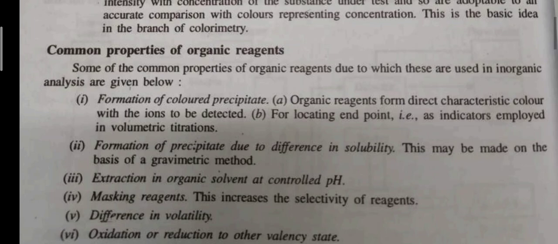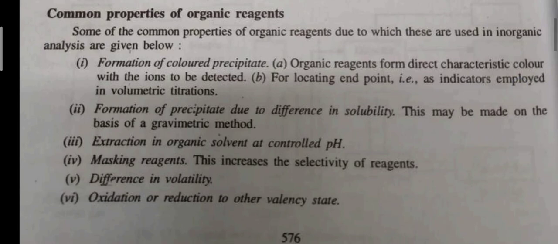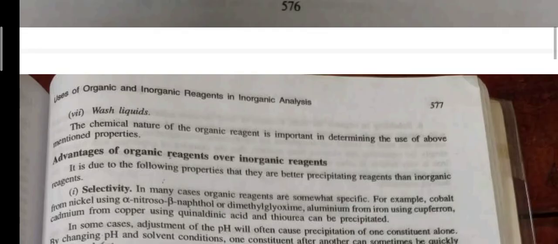Formation of precipitate due to difference in solubility. This may be made on the basis of the galvanic method. Extraction in organic solvent at controlled pH. Mixing reagents, thus increasing the selectivity of the reagent. Difference in volatility, oxidation and reduction to other valence states. The chemical nature of the organic reagent is important in determining the use of the above mentioned properties.